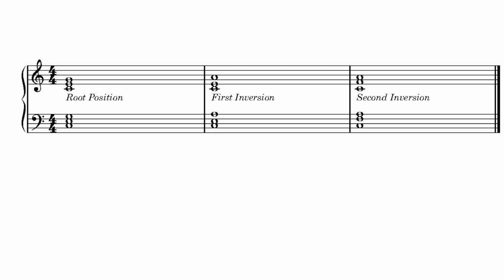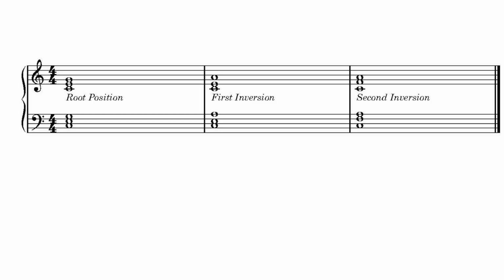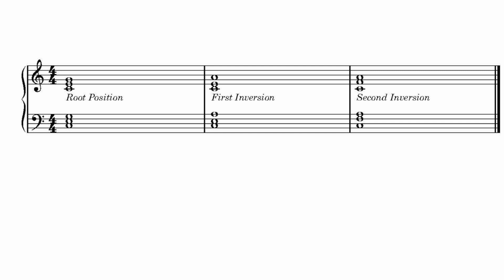So we start with the basic triad, and we move the top note up one step. Now we have a chord that's in first inversion. This is A minor in first inversion. And then we take this middle note, we move it up half a step. Now we've got F major in second inversion. So we have root position, first inversion, second inversion.